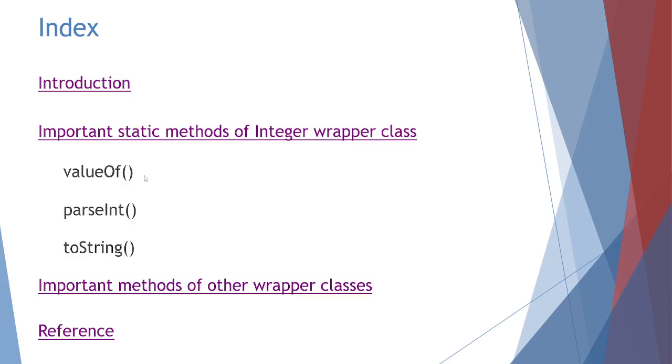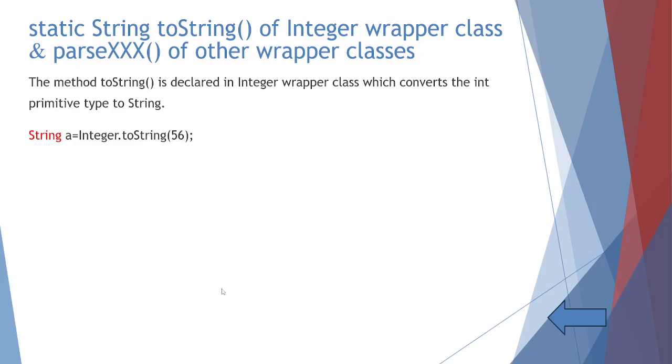Now we have understood valueOf and parseInt. Let us understand toString and important methods of other wrapper classes. Method toString is declared in the Integer wrapper class. It is a static method which converts the int primitive type to string. So usage is Integer.toString, and we send an int as a parameter, that is 56, 43 or an int variable, which converts 56 to double quotes 56, that is a string.